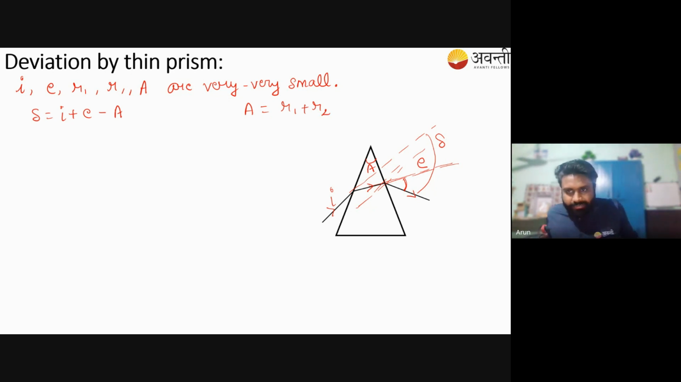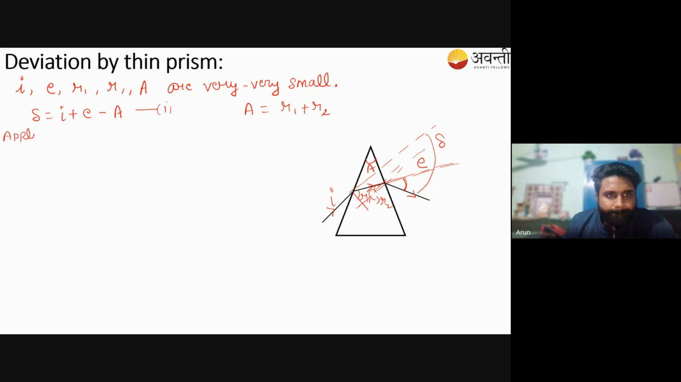Just a second. We are up to this. Now you understand these angles are R1 and R2. Okay, so we are applying Snell's law. This is equation 1 we have. We are applying Snell's law.